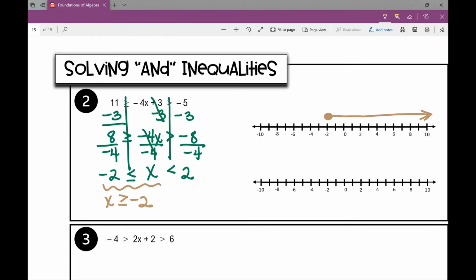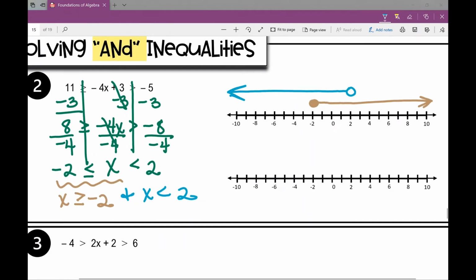Now I'm going to graph the other one. X is less than 2. Open dot or closed dot at 2? Open dot at 2, and I'm going to shade to the left. Okay, so what's my solution set? It's the overlapping shaded region because this is an and inequality. It must satisfy both inequalities. So closed dot at -2, open dot at +2, x is everything in between.